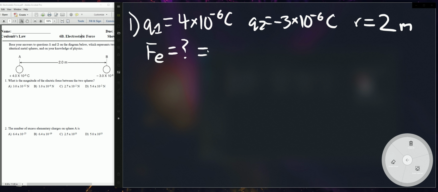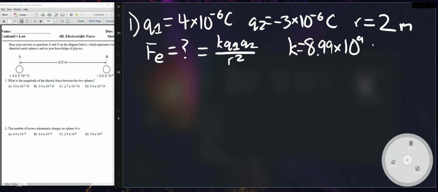And on your reference table, your formula for electrostatic force is this formula right here. And what is K equal to? Well, K is the electrostatic constant, which is also on the first page of your reference table. It's going to be 8.99 times 10 to the 9 newton meter squared over coulomb squared. So now we're going to plug this all in. K we're going to round to 9 times 10 to the 9.